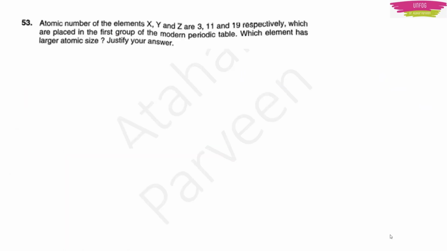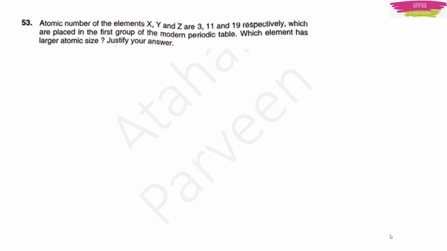Okay, next question. Question number 53. Atomic number of the elements X, Y and Z are 3, 11 and 19 respectively, which are placed in the first group of the modern periodic table. Which element has larger atomic size? Justify your answer. So we know that if atomic number is higher, then 99% chances are there that the atomic mass will also be higher.